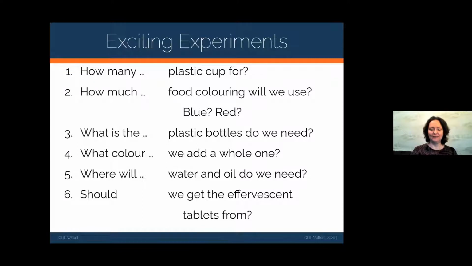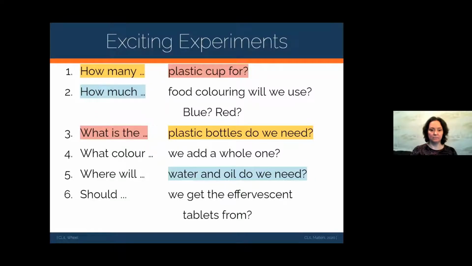So take a moment. How many? Okay, how many plastic bottles? And then the next one is how much water and oil. So of course I look here at countable versus uncountable. What is the plastic cup for? What color? I'm helping here with using the word food coloring and giving 2 colors. So what color food coloring will we use? Blue or red?